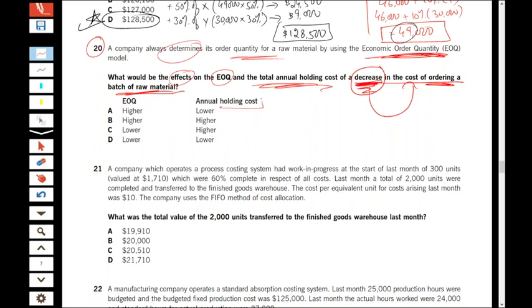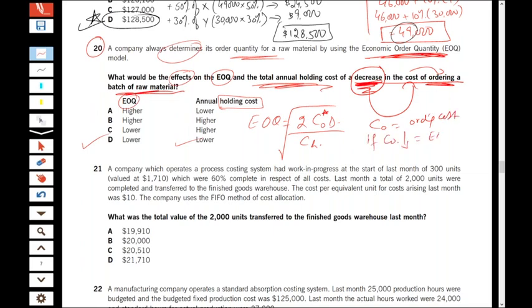That means your annual holding cost will be lower and your EOQ will also be lower, because EOQ is a formula to calculate that way. If you decrease the cost of the order, where C0 stands for ordering cost, if C0 decreases, your EOQ will decrease, because it is a numerator figure and then the resulting figure will also be lower.